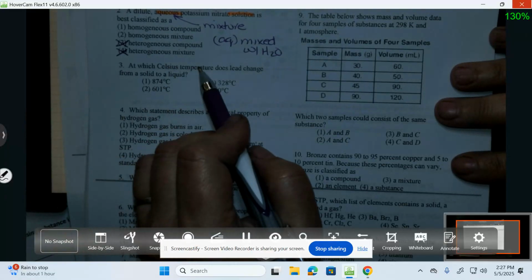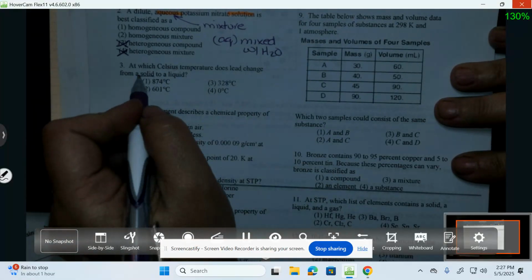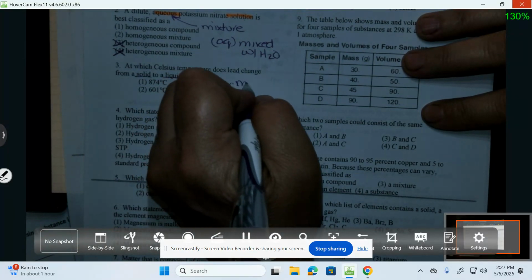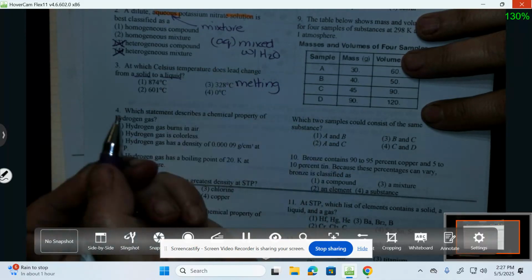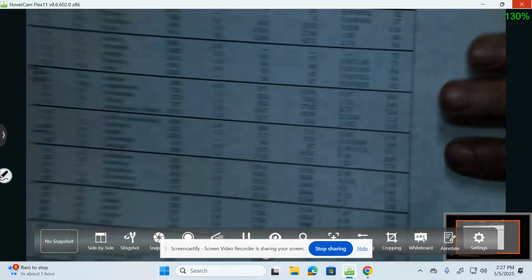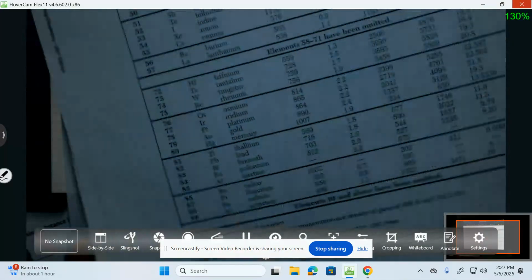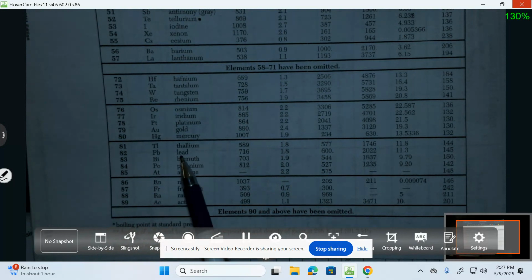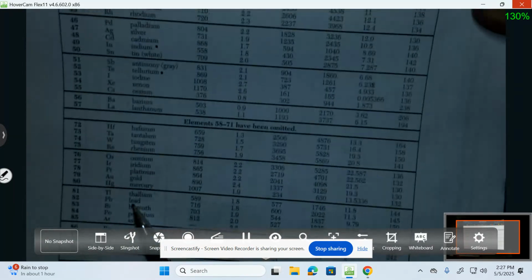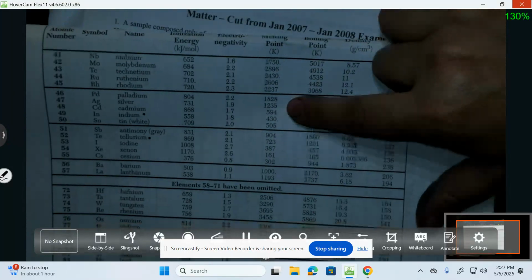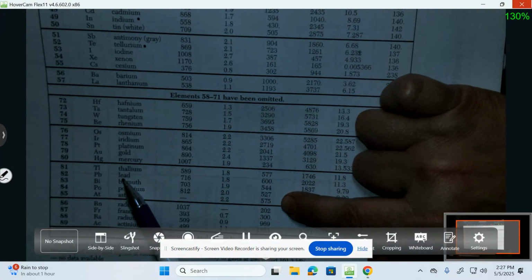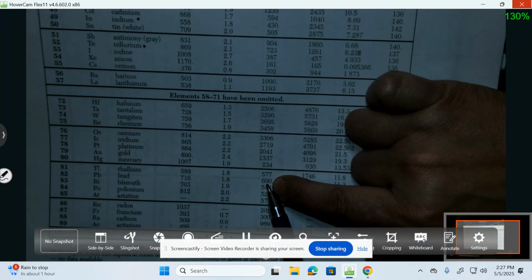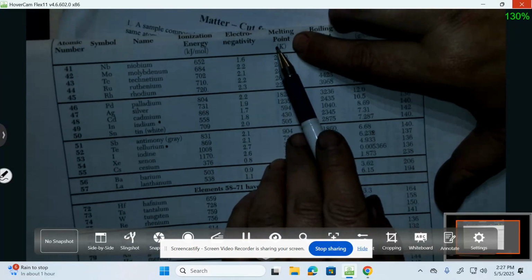At which Celsius temperature does lead change from solid to liquid? If it's changing from solid to liquid, that is melting. Where do we find lead's melting point? You go right here, you find lead. Right here. You look and see where its melting point is, which is this column. So we're going to go down, and they gave us lead. It has a melting point of 600. 600 what? Kelvin. See how it says K right here?